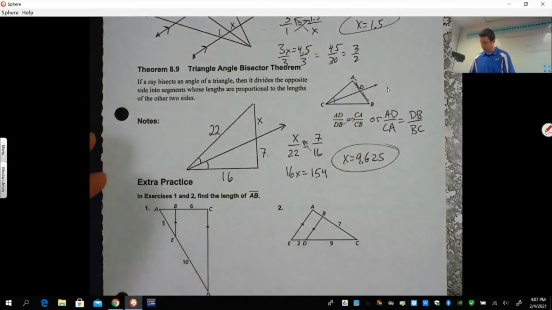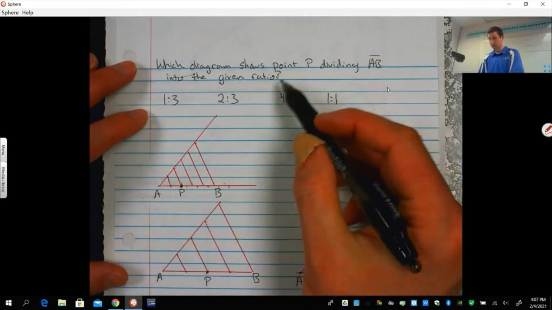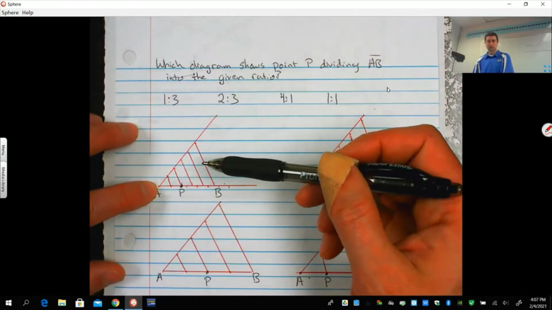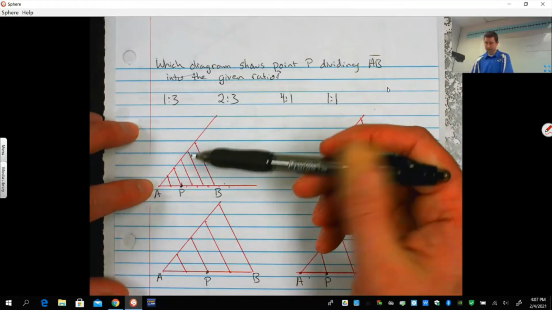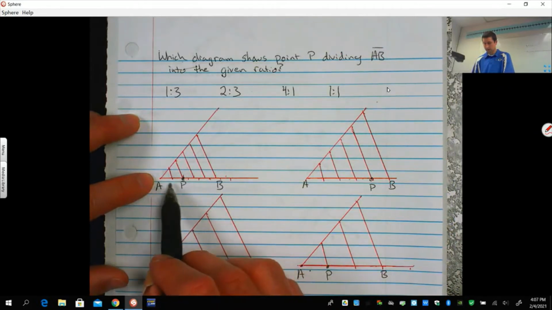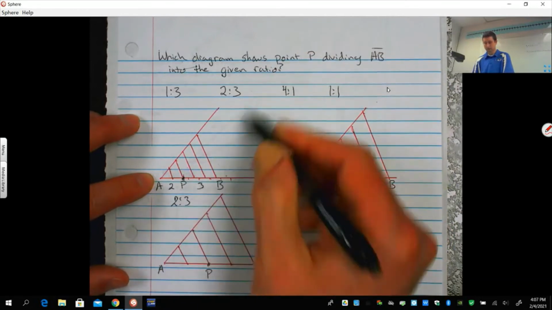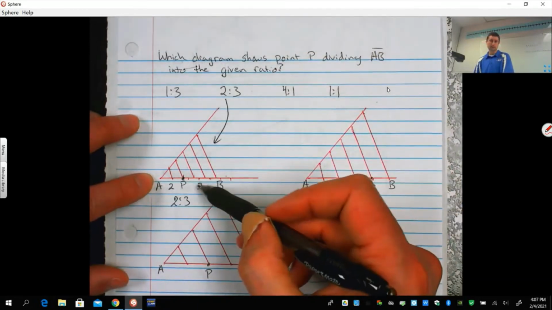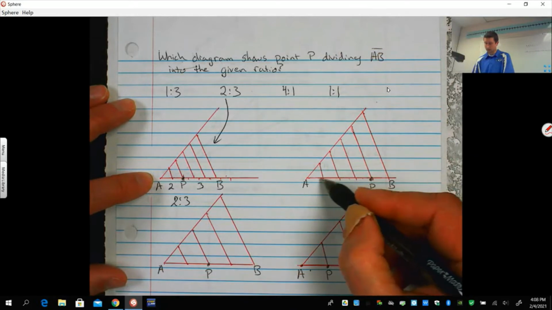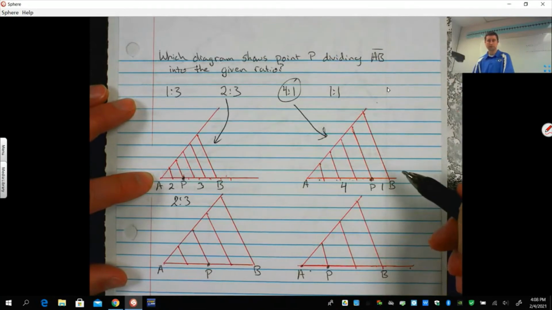Okay, so these questions here, these are ones that you'll have that are not in our student journal. It says, which diagram shows point P dividing AB into the given ratio? So these are constructions that you can do with a compass and straight edge. Most likely we won't do them in class. But what these questions are asking is, they want this point to divide here. You see how that's 2 and that's 3? That's a ratio of 2 to 3. So the ratio of 2 to 3 is that one right there. That's all you're doing here. You're checking that. So here, when I see point P, it's 1, 2, 3, 4. That's 4 to 1. So 4 to 1 matches that one right there.